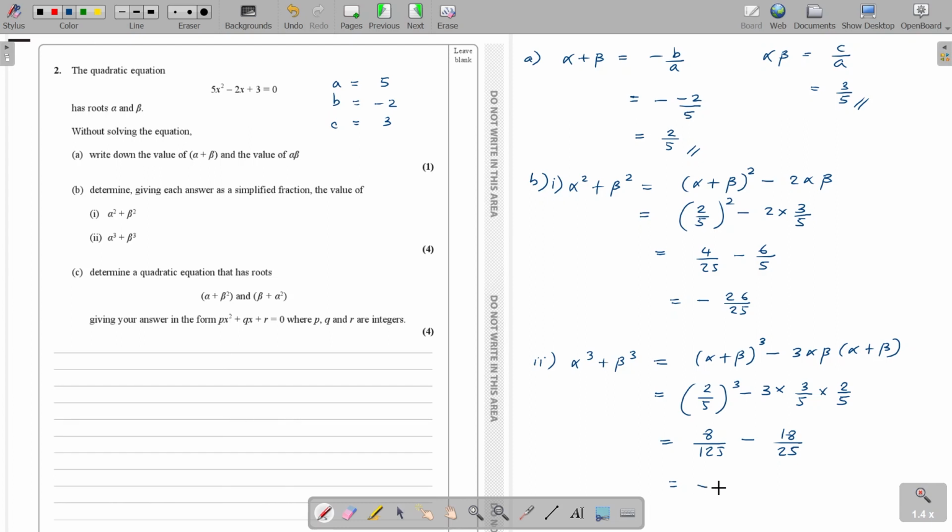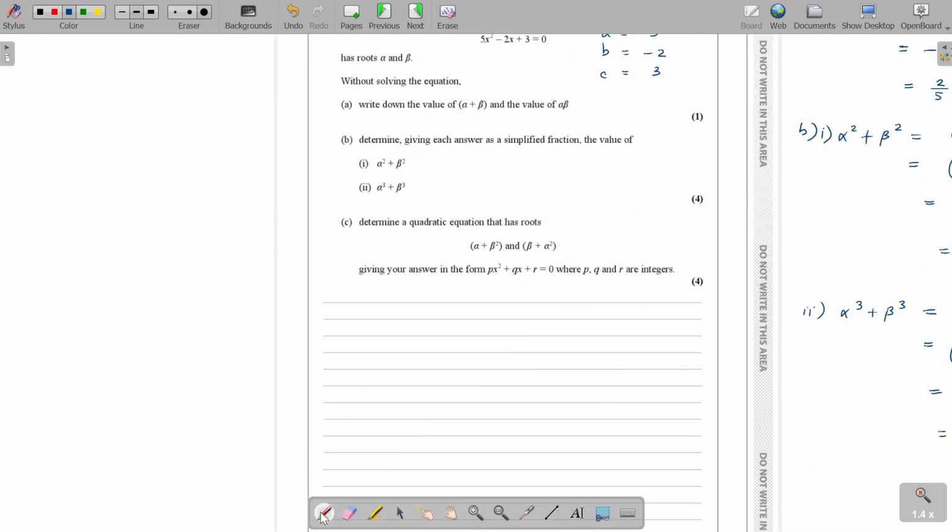So I get minus 82 over 125. Is that correct? Okay. Then in part C, they ask you to determine a quadratic equation that has roots alpha plus beta square and beta plus alpha square, giving your answer in the form px square plus qx plus r equals 0, where p, q, r are integers. So when they ask you to find a quadratic equation that has specific roots, what do you do?